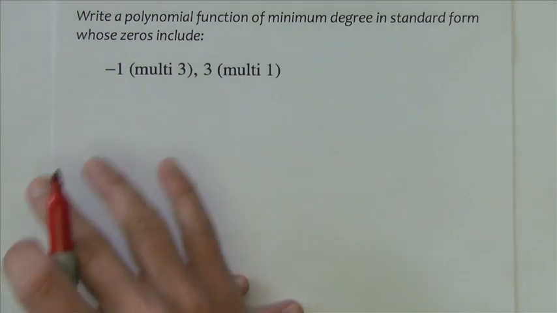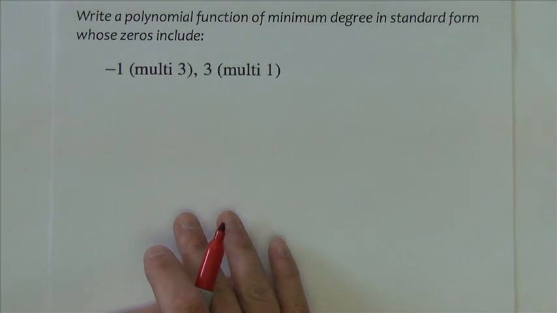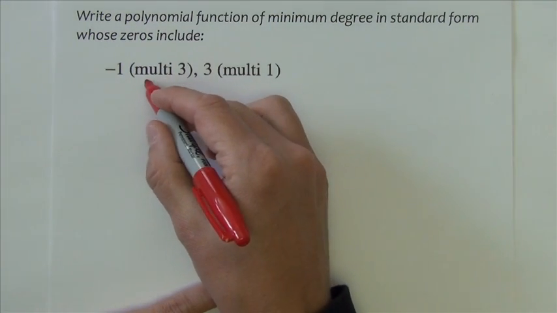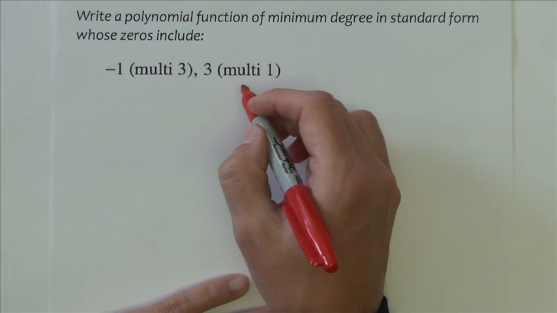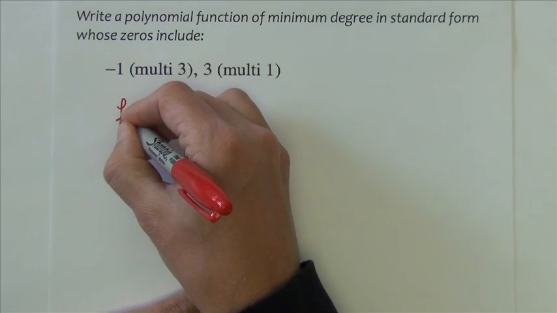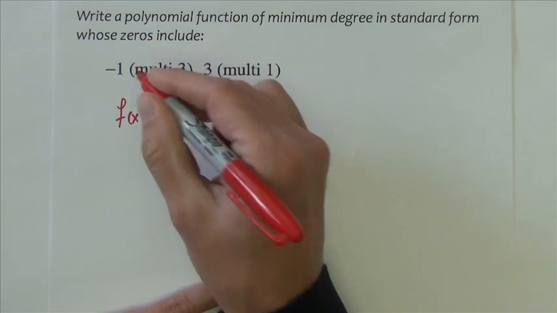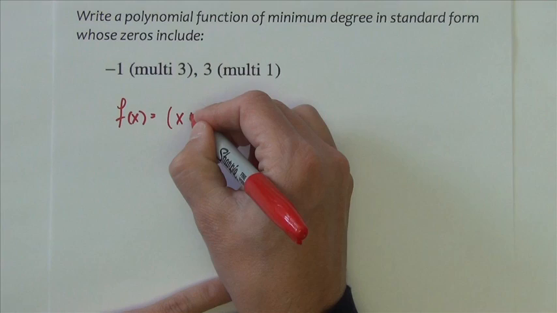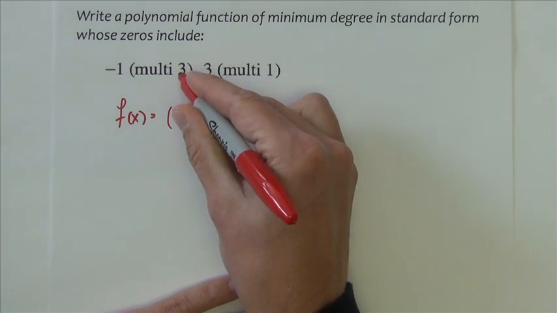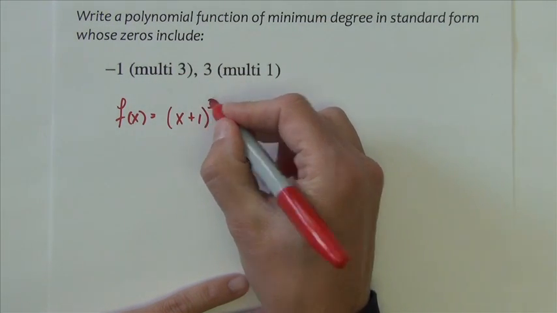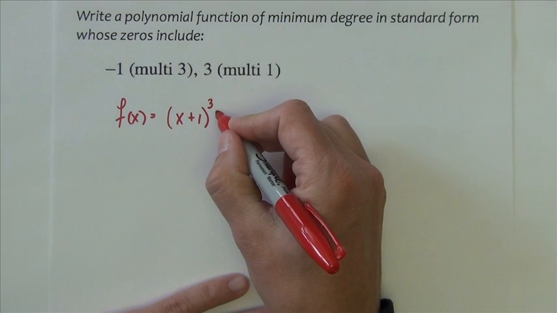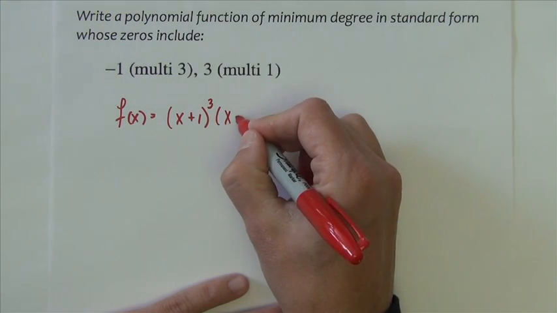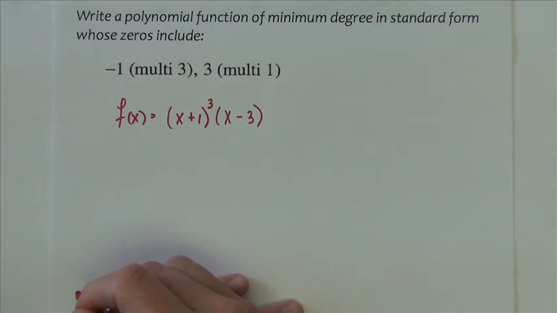Alright, one more example with a different sort of look to it. Write a polynomial function of minimum degree in standard form whose zeros include. So here we don't see any complex zeros, but we see this multiplicity. That's what that means. Multiplicity of 3, multiplicity of 1. So negative 1 is a 0. That means x plus 1 is a factor, but multiplicity of 3 means it's x plus 1 cubed. And then we have positive 3, which is an x minus 3.